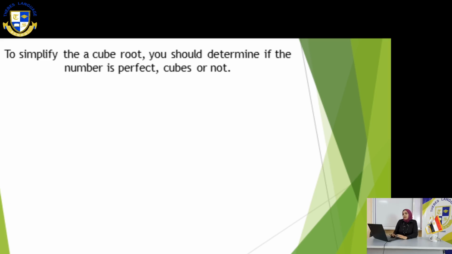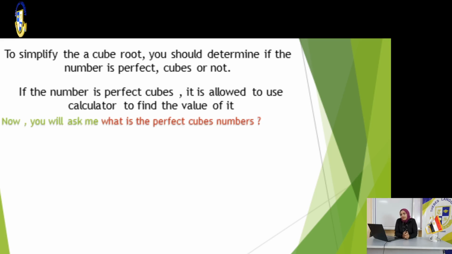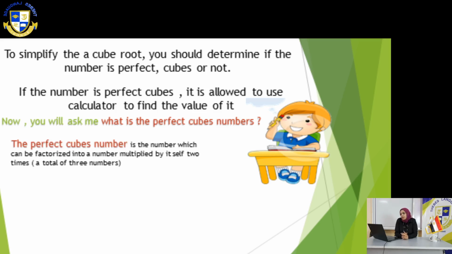To simplify the cube root, you should determine if the number is a perfect cube or not. If the number is a perfect cube, it is allowed to use the calculator to find the value. For example, 1, 8, 27. Then you will ask me, what is a perfect cube number? A perfect cube number is a number which can be factorized into a number multiplied by itself twice, a total of 3 numbers.